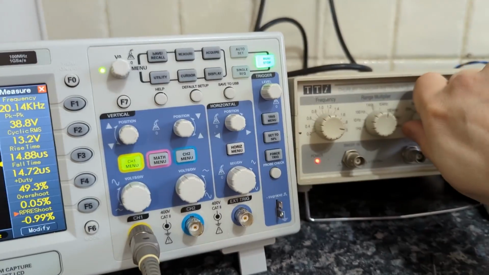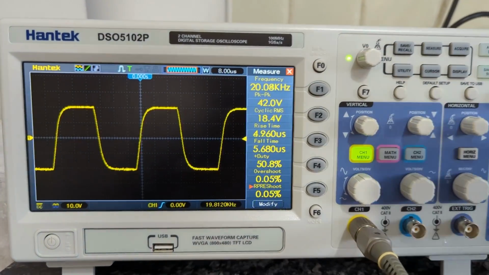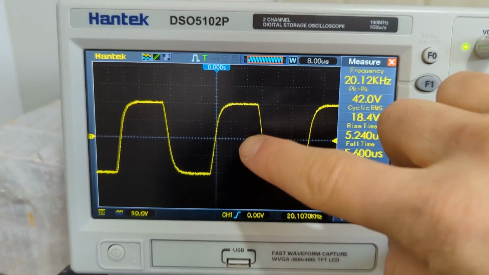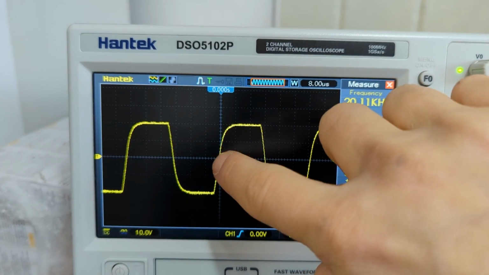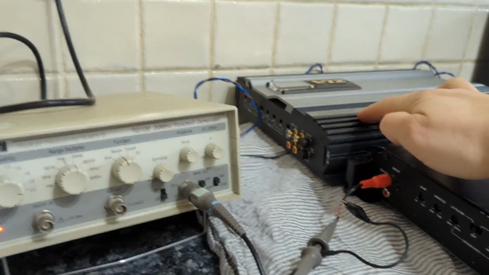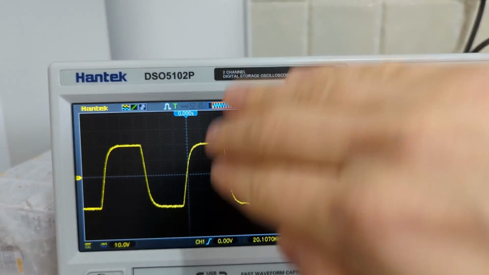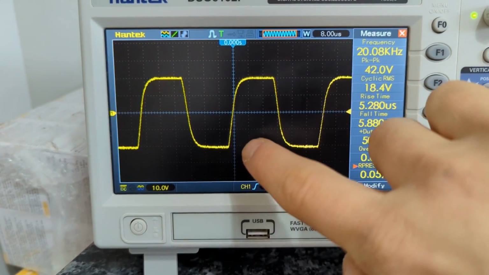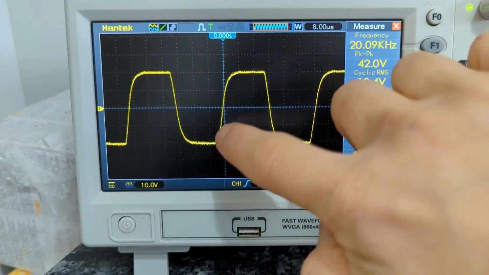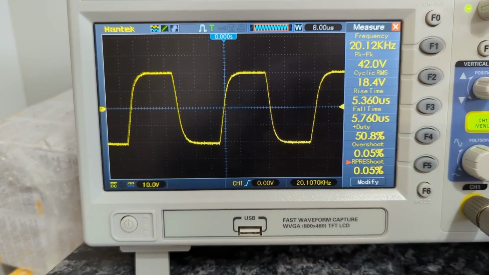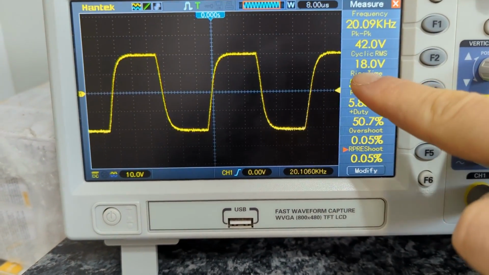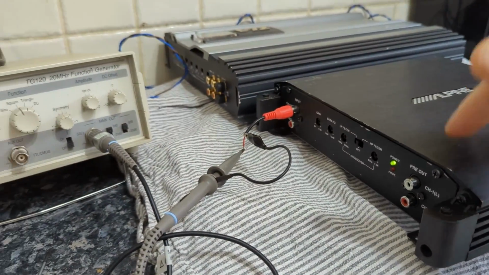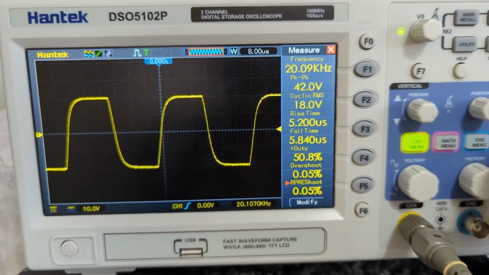I'm going to switch to square waves, and we have a square wave. For this one, you can see straight away at 20 kilohertz we already have that round off. On that amplifier at 20 kilohertz, it was totally flat, but on this one we have that round off, and you can probably already see that this is not as steep as it was with that amplifier, but let's try to measure. So we have 18 volts RMS. This is the maximum slew rate that this amplifier can do before clipping.